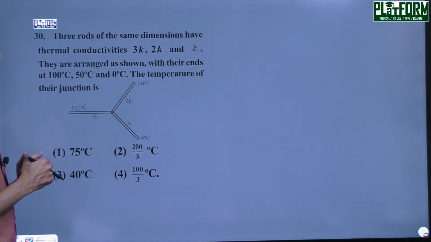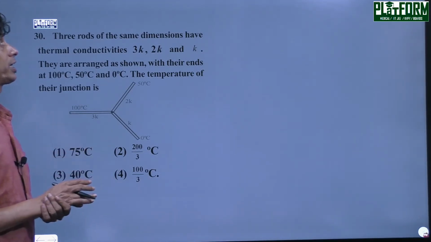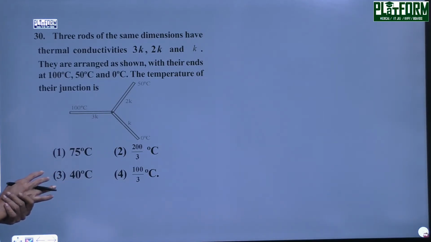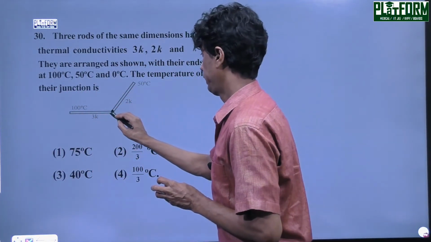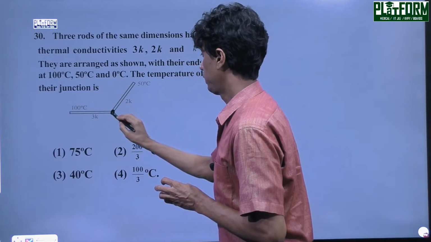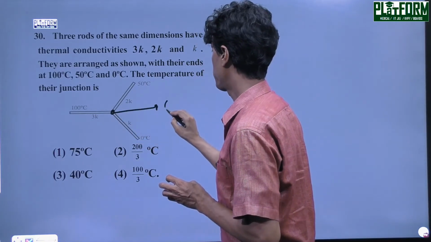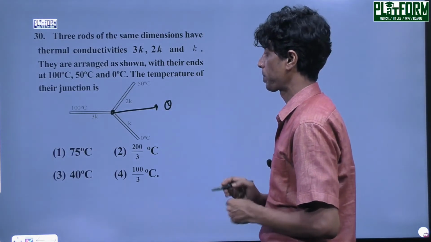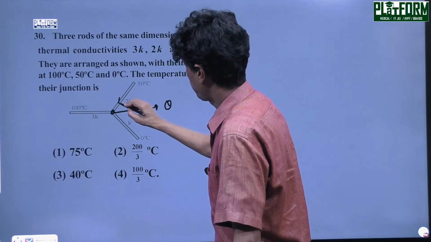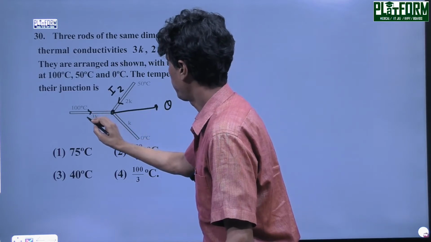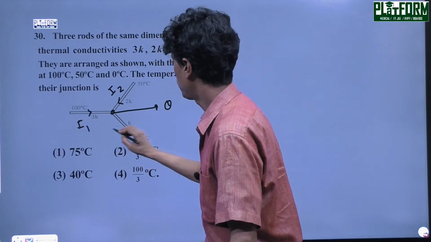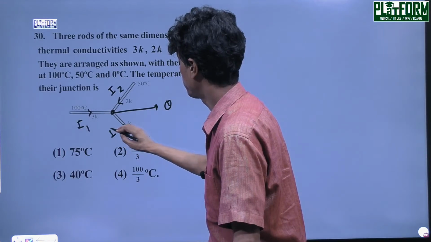Three rods of the same dimension have thermal conductivity 3K, 2K and K. They are arranged in a junction, with end temperatures 100 degrees, 50 degrees centigrade and 0 degrees centigrade. The temperature of their junction is? Let us say the junction temperature is theta. Thermal current in one branch is I1, in another branch I2, and in the third branch I3.